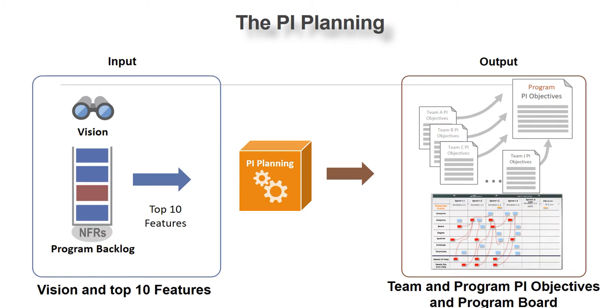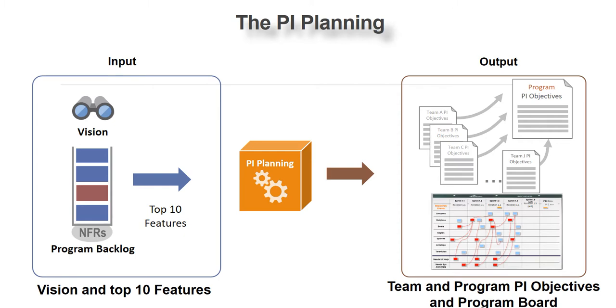It starts with the CIO or the CXO addressing the whole gathering and talking about the vision. What is the vision? Why are we doing this PI? PI is program increment planning, which consists of 8 to 10 weeks. So they will talk about what are we trying to achieve within this 8 to 10 weeks. What is the vision for that particular PI.